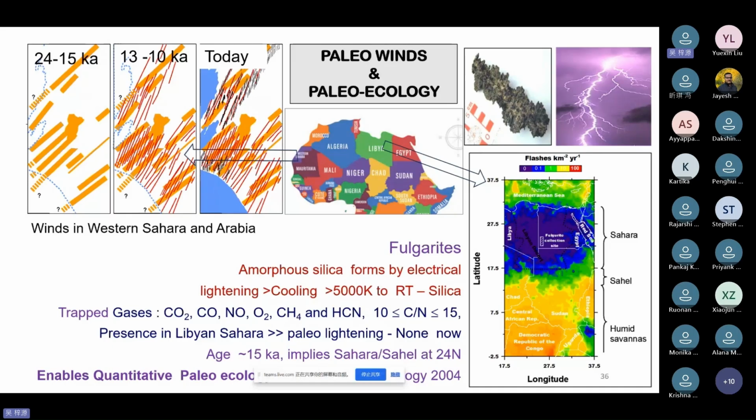We have done a similar study in Arabia, where we have been able to create a record of paleo winds for the last few 100,000 years. So this is an application where you can use this data to see how the wind regimes have changed in the past.